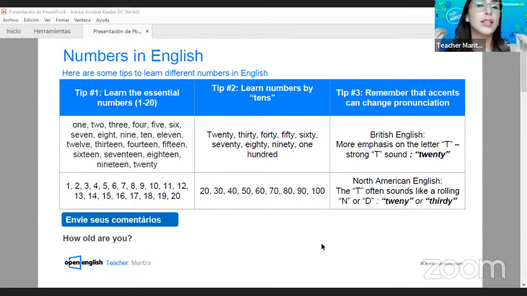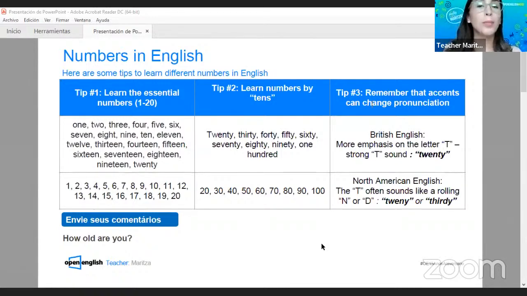Number 2, learn numbers by tens, by 10. So every 10th number after 20. So 20, 30, 40, 50, 60, 70, 80, 90, 100.